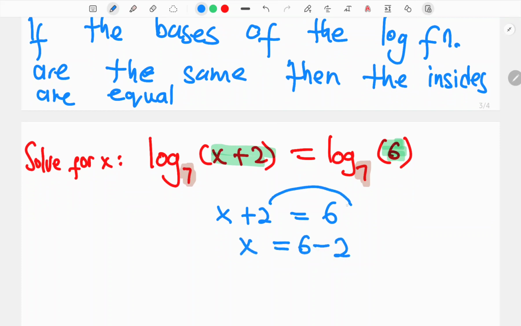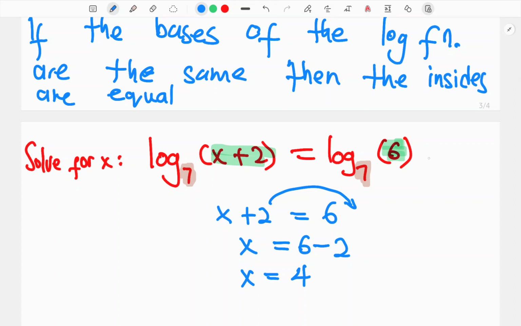You transpose. To transpose is to take the 2 to the other side, and then it's going to change sign. Now it's going to become minus 2. And then what is x? It's equal to 6 minus 2, which is 4. So that's how you solve for x in something like this. Yes, in a test or exam, it will come a bit more complicated, but this is the start. You understand? Understanding the basics.